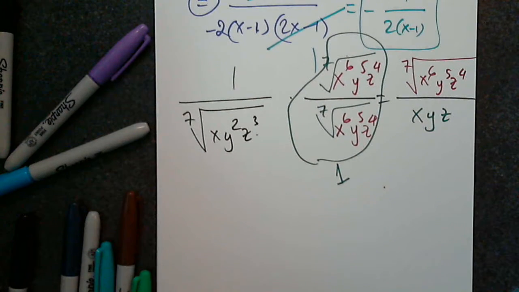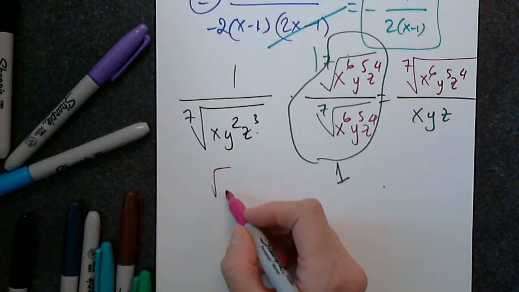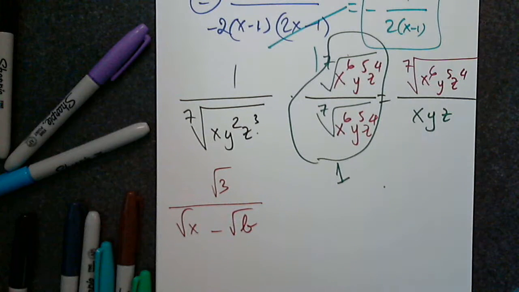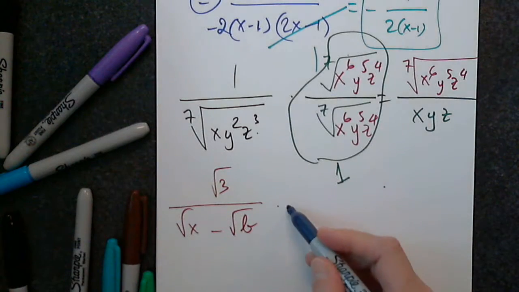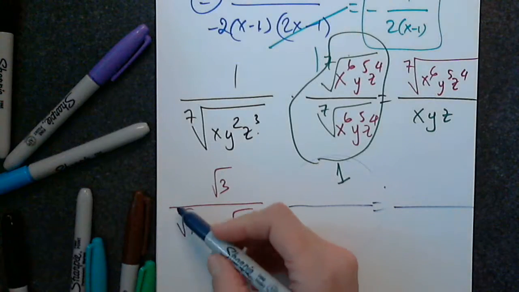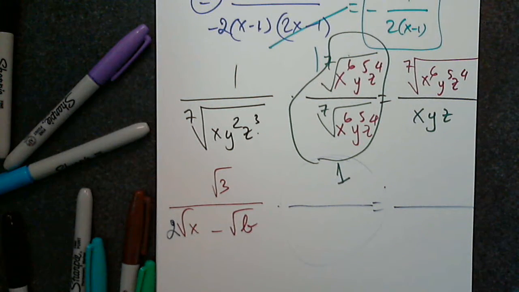Excellent. Now it's a different story when we have, let's say, the square root of 3 over the square root of x minus the square root of b. This is a different story. We still multiply and divide by 1. But what do we have here? You want to put a number here? We can, if that's what you meant. No, I just added a number in there. That's fine.